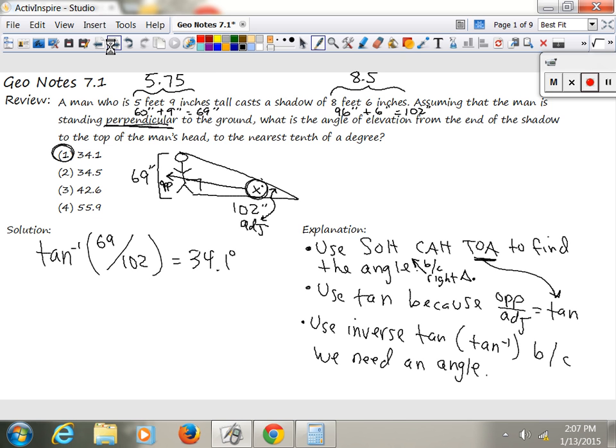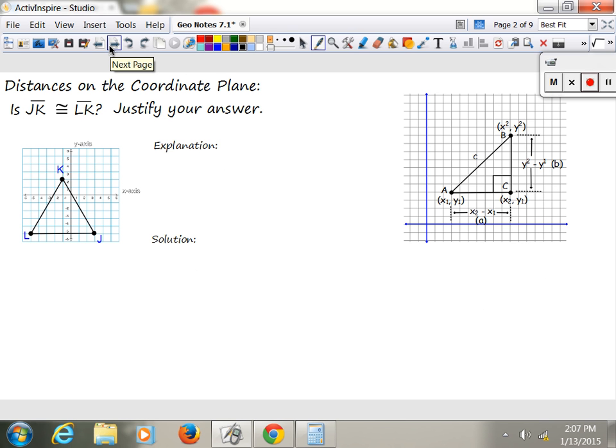Let's go to the first one for today. Okay, distances on the coordinate plane. So that's kind of what this whole unit's about. This whole unit's about distances on a graph.